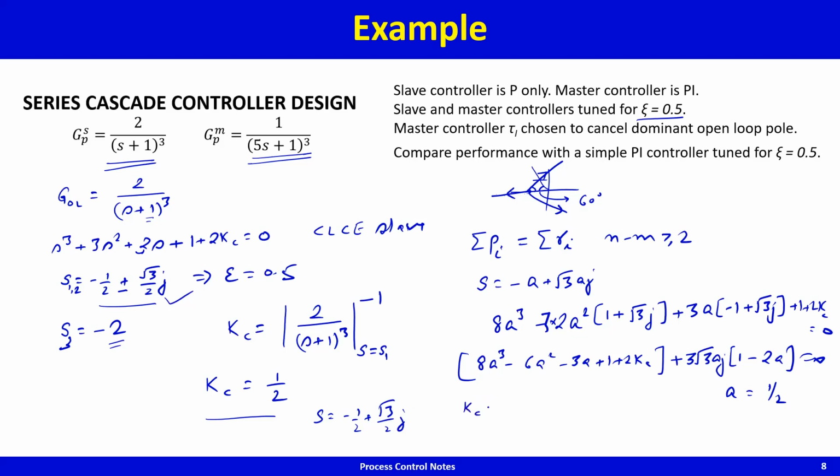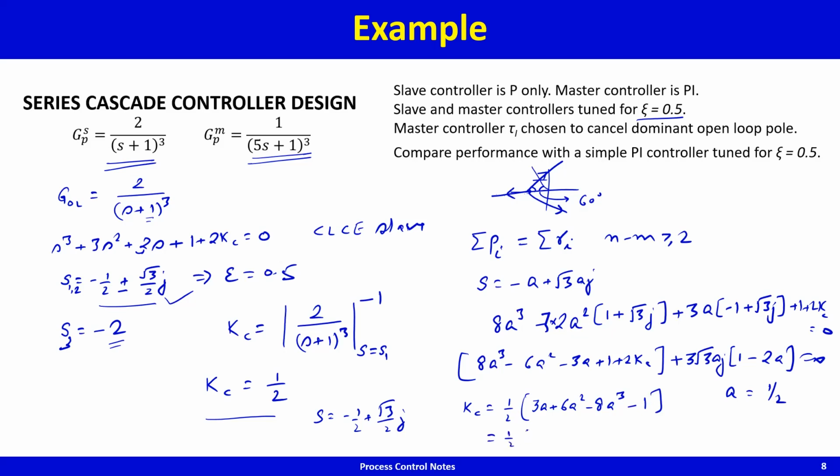And from here we will get Kc is equal to half of 3 times a plus 6 times a square minus 8 times a cube minus 1. यार बड़ा complicated है यार ये.